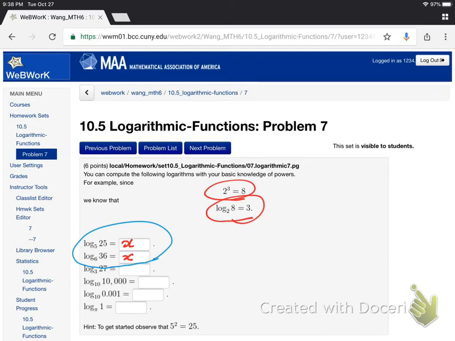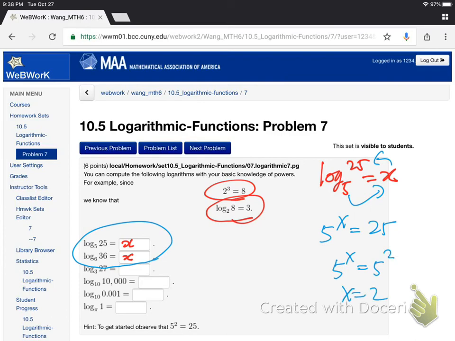So first question, log 5 of 25 is x. So use the circle. That means 5 to the x power is 25. 25 is what? 5 squared. So 5 to the x is 5 squared, so x is 2. So this part is what we learned last time: how to solve an exponential equation. We change both sides to the same base and then solve it. So now we can use this idea.